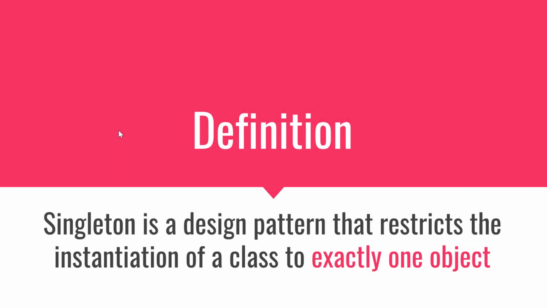At its core, the singleton is a design pattern that restricts the instantiation of a class to exactly one object. In other words, using the singleton, you cannot create multiple instances of your class. You create a single instance and then you reuse that instance throughout your application.